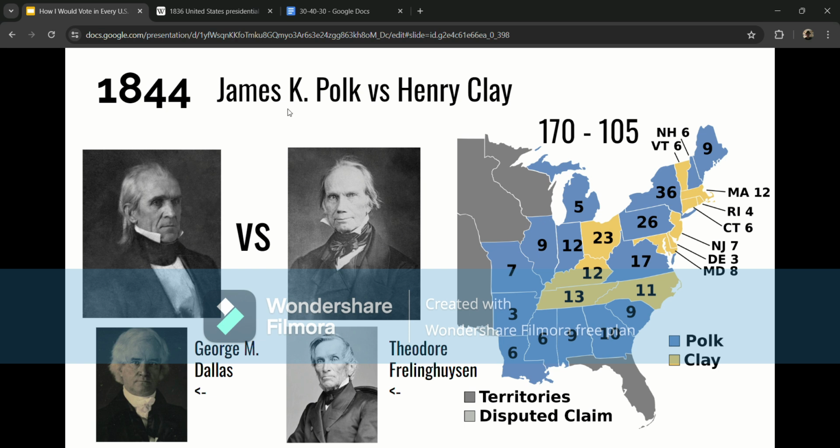James K. Polk, on the other hand, obviously does not win the experience ticket, but he is also actually a very dedicated individual when it comes to government jobs. He is known as a workaholic, both before and during his presidency.